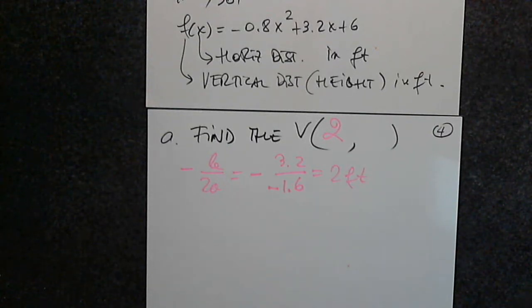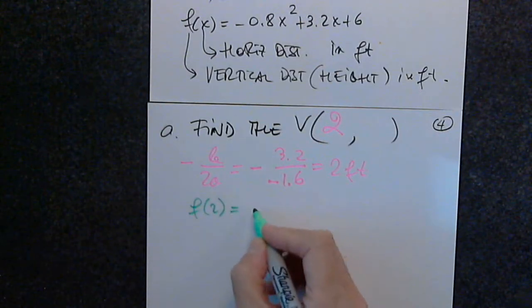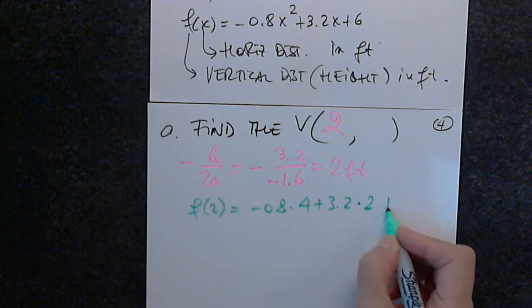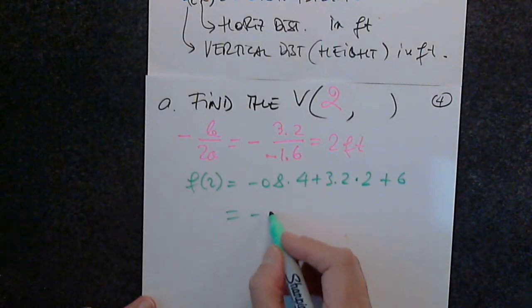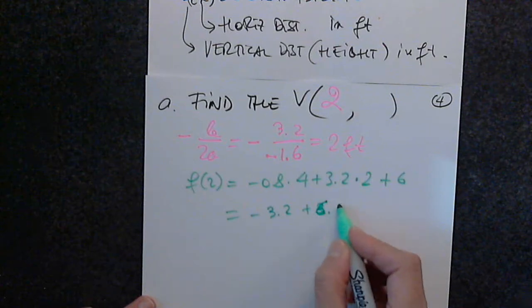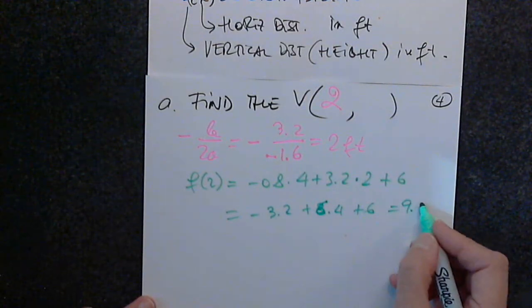But now I want to determine the maximum. How do I get that maximum? Yes, of course. So f of 2 will be negative 0.8 times 4 plus 3.2 times 2 plus 6. So negative 3.2 plus 6.4 plus 6, 3.2 plus 6, 9.2 feet.